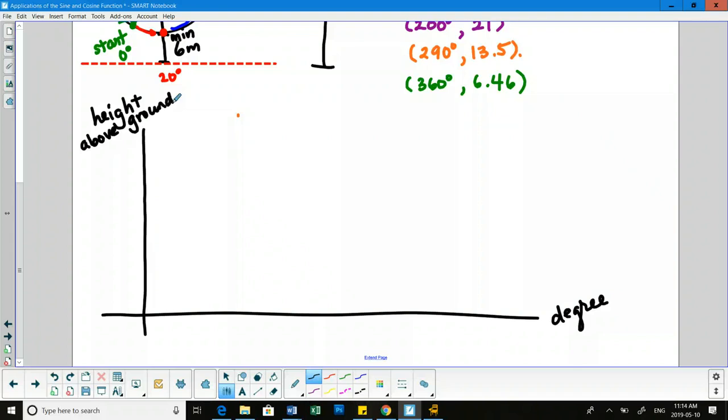The highest we have to go is 21, so maybe we do 6, 8, 10, 12, 14, 16, 18, 20, 22. So I'm going to go by twos. So this will be 2, 4, 6, 8, 10, and this will be 20.